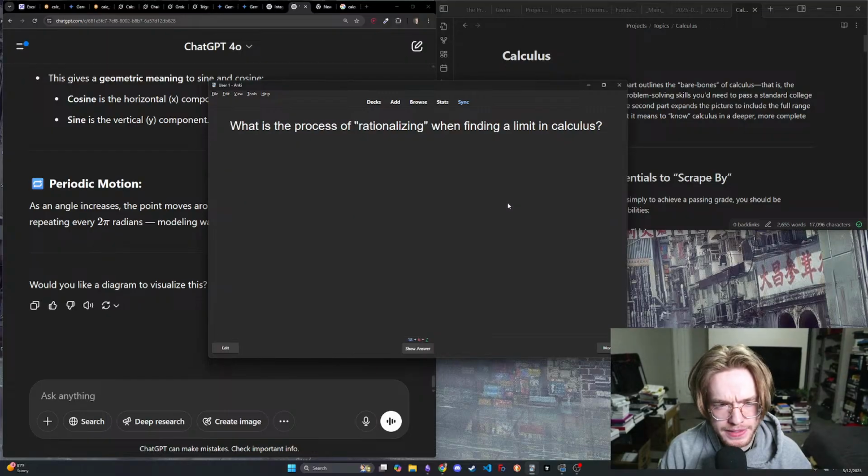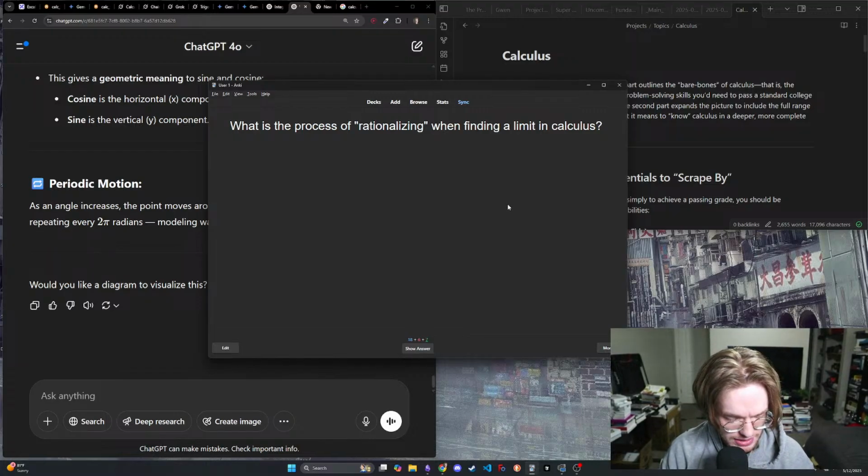Okay. Process of rationalizing when finding a limit. This is when we try to remove the rational numbers, often by multiplying by square roots.